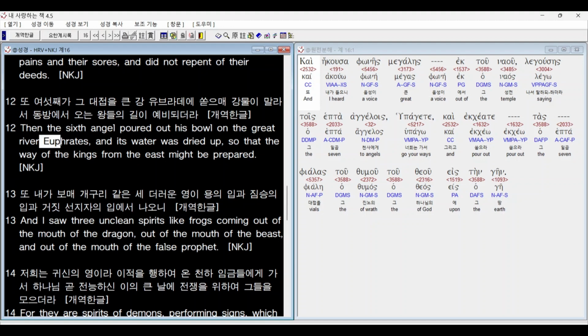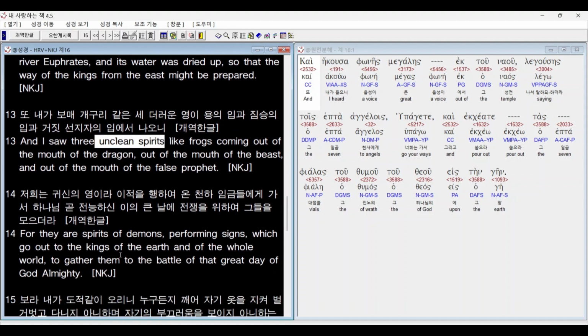We were drinking the water from the Euphrates. We were drinking the water from the Pishon and Gihon and Hiddekel. Those waters all have to be dried up because those waters are the spirit of what? Unclean spirit. Those waters are the what? Spirit of demons. Instead of drinking the water that comes from the Eden.